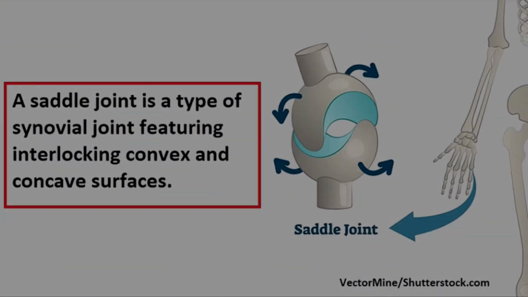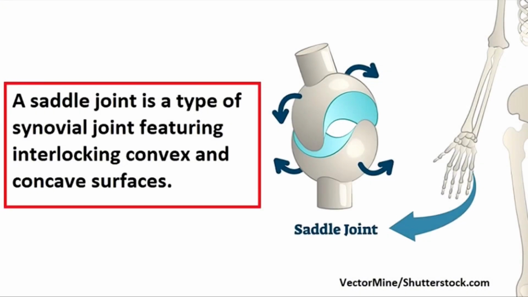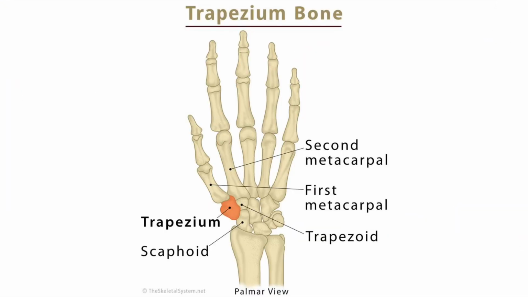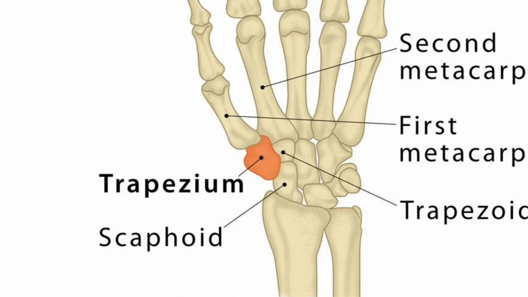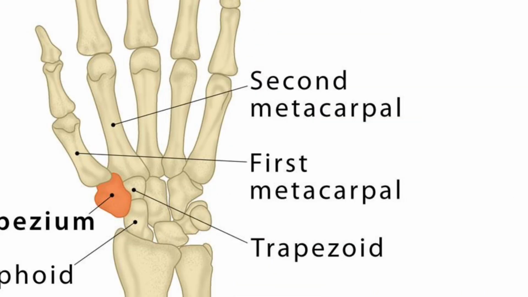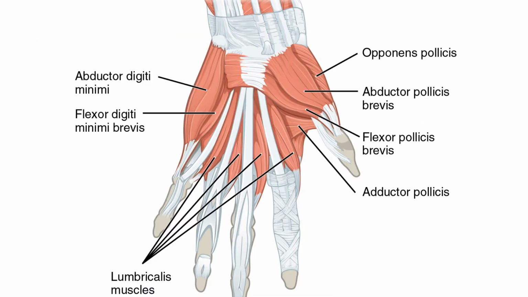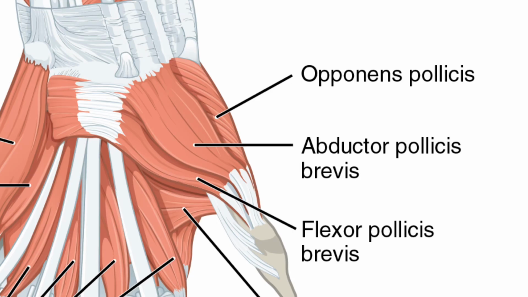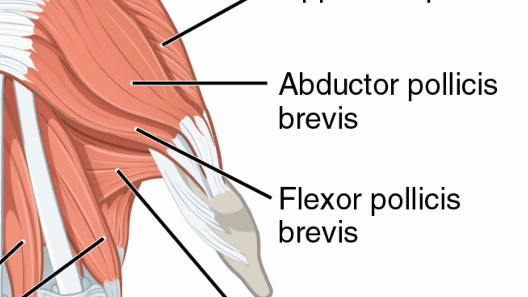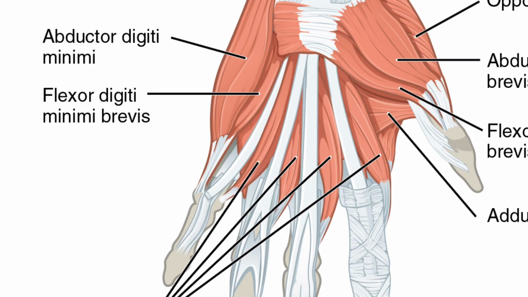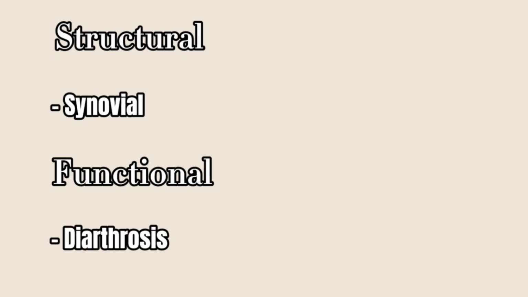Opposition. Opposition is the thumb movement that brings the tip of the thumb in contact with the tip of the finger, and the joint in use is the saddle joint. The bones used in this movement are the trapezium carpal bone and the first metacarpal bone. The muscles used in this movement are opponens pollicis, abductor pollicis, and opponens digiti minimi. The structural is synovial and the functional is diarthrosis.